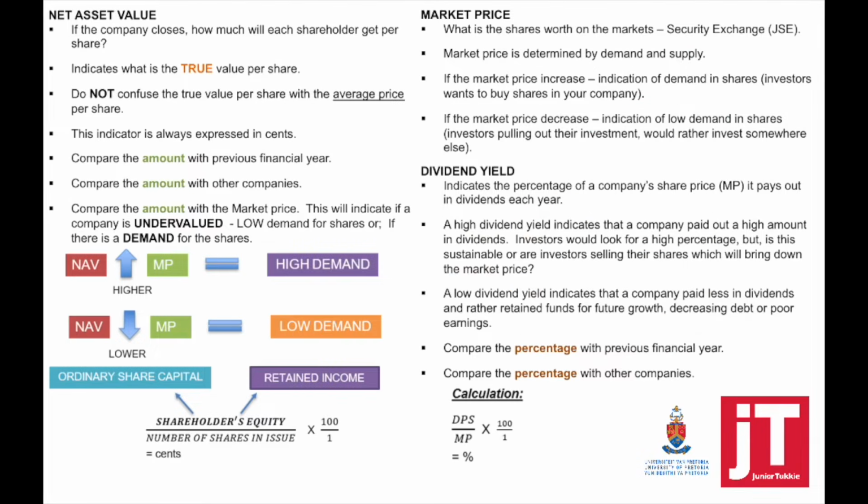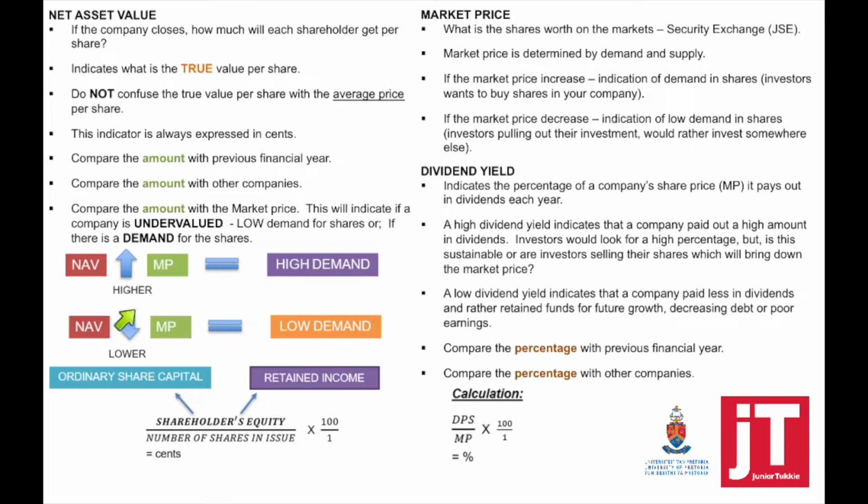The net asset value tells us what is the true value per share. So when we look at the net asset value, we take the shareholders' equity, which consists of your ordinary share capital plus your retained income, and we divide it by the number of shares. Your net asset value is always compared with the market price. These two are BFFs.